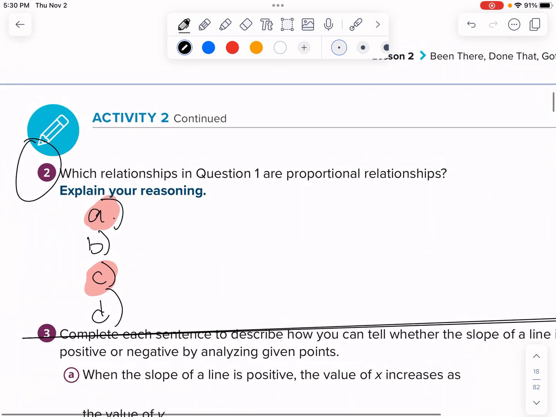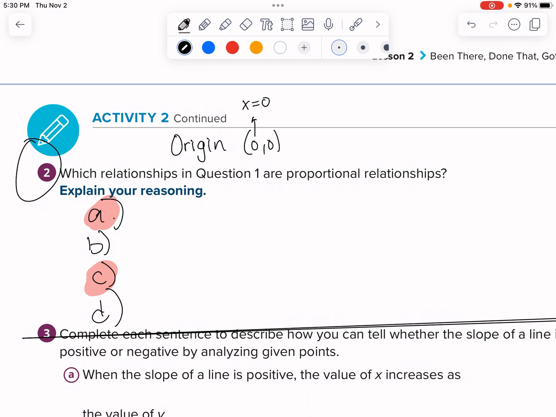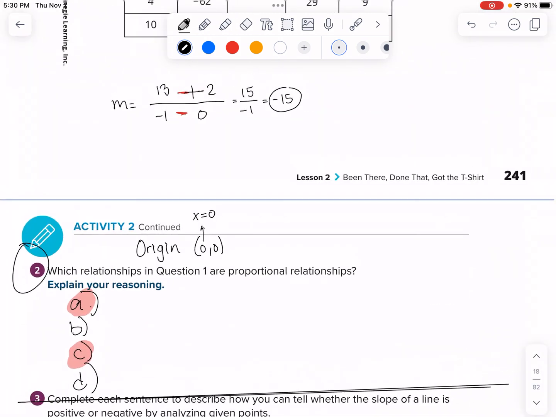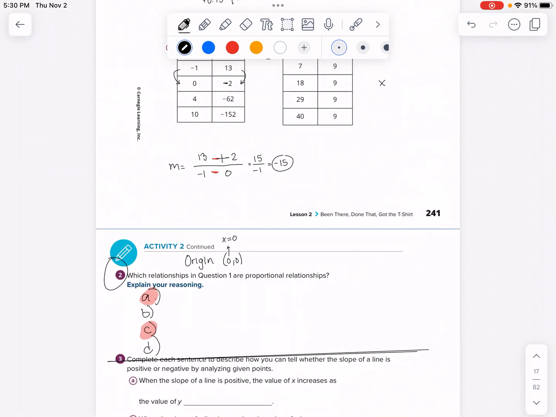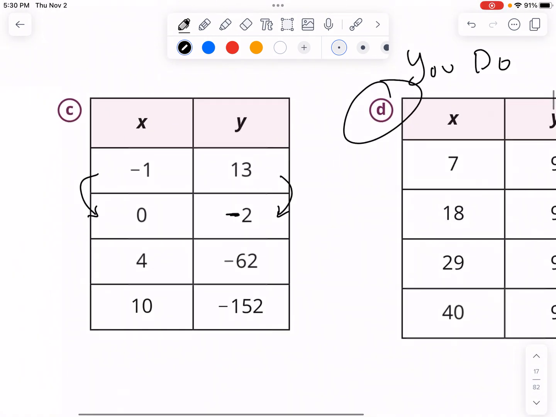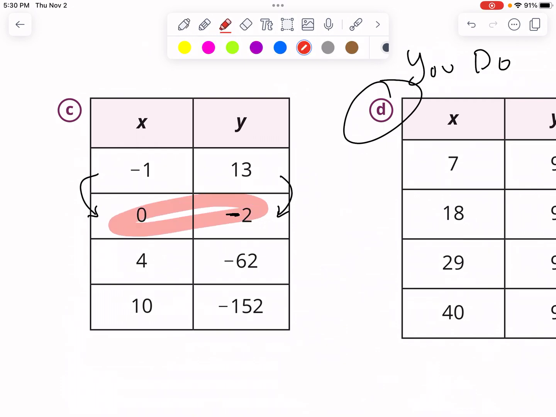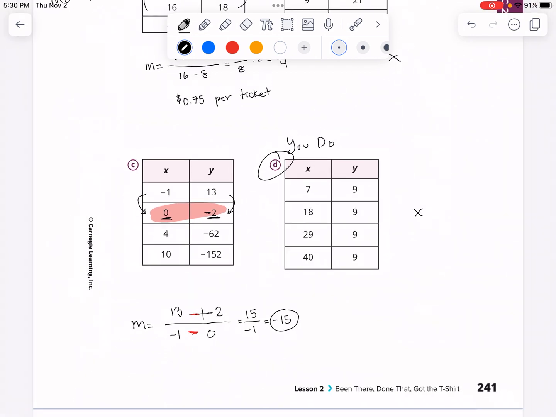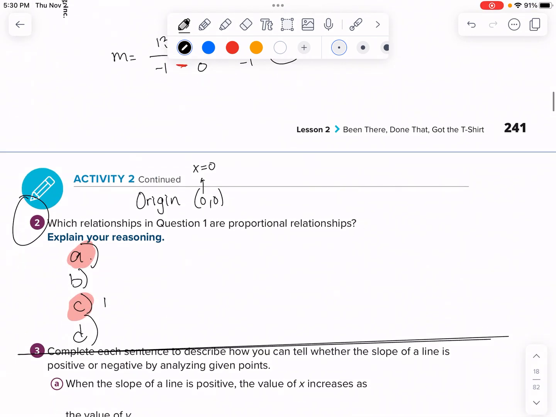Which relationships in question 1 are proportional? Now, what they mean by proportional, remember, it has to go through the origin, which means it has to go through 0, 0. This means that the x value has got to be equal to 0. So when you look at the diagram, try to see if you can find where the x value is 0. Here, we already have it, right? The x value right here is 0. Is this 0? No. So we can say for C, it is not proportional. I'm just going to put no.